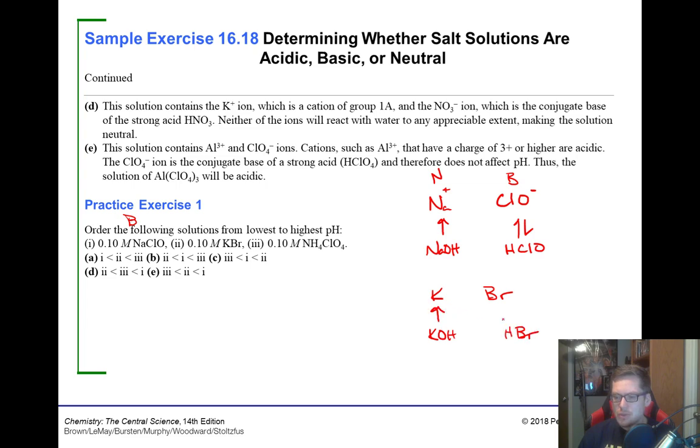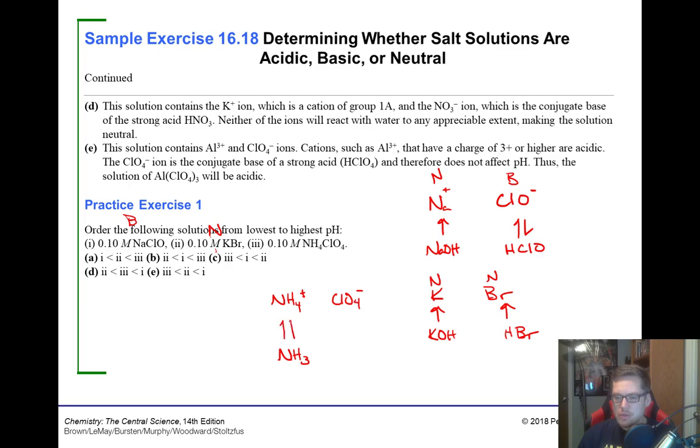All right, these are both strong. So it would be neutral, so this one is neutral overall. And then we have NH4 plus and ClO4 minus. NH4 plus would have had to come from NH3.